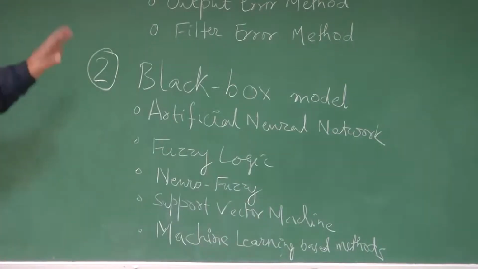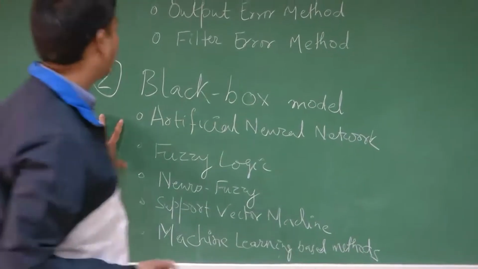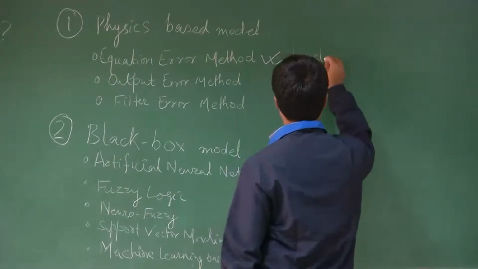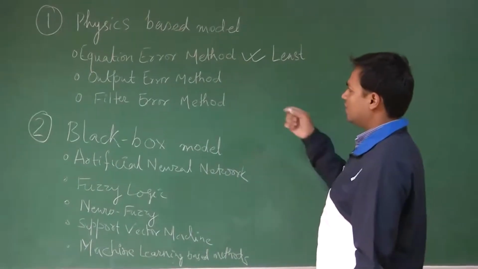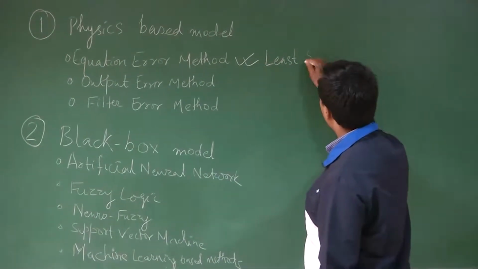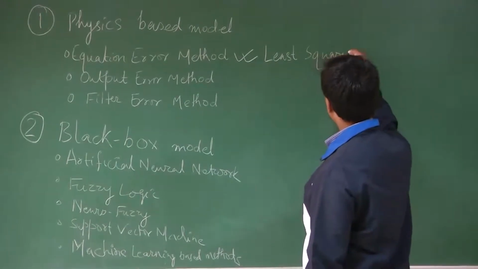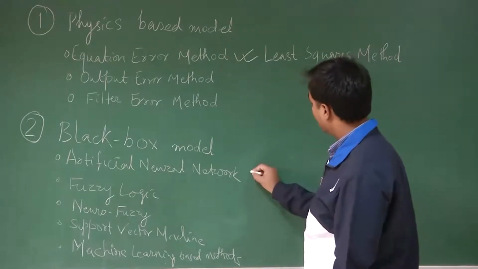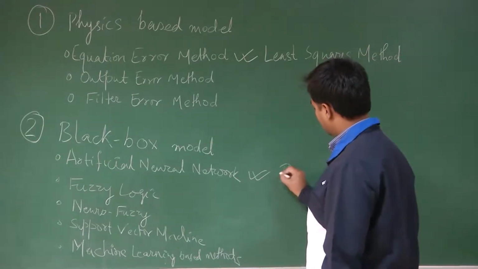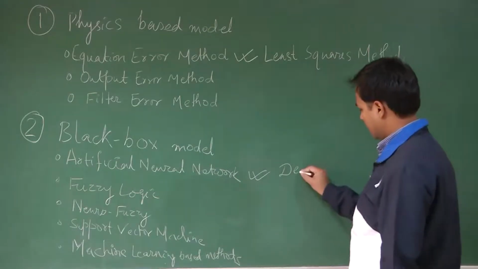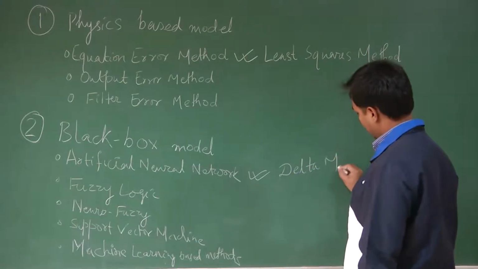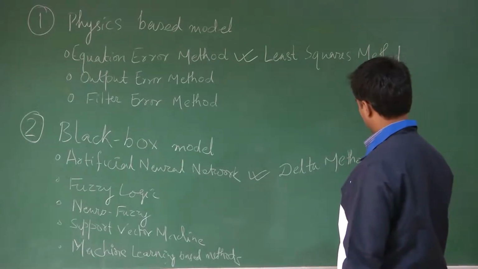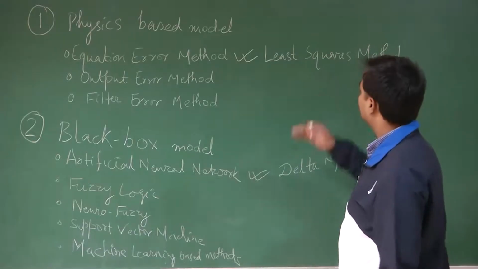I'll not discuss everything in detail. What I will do is take one method from this class, which is least squares. It is also called regression analysis. So the least squares method will fall in the equation error category. And from this I'll take a very popular method which was proposed by Professor Ghosh, called the delta method. We'll learn what the delta method is and how it is used to estimate parameters, right? I'll start with this least squares method.